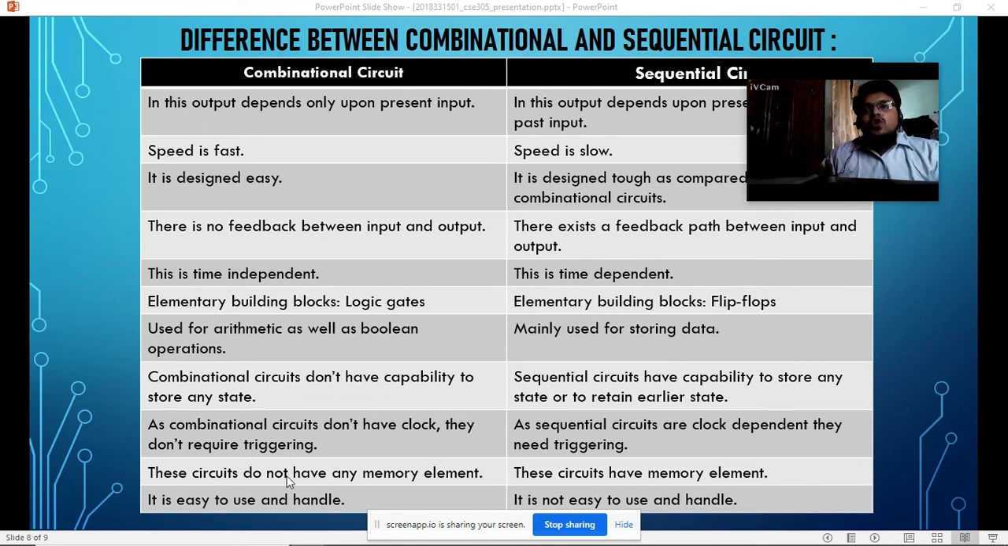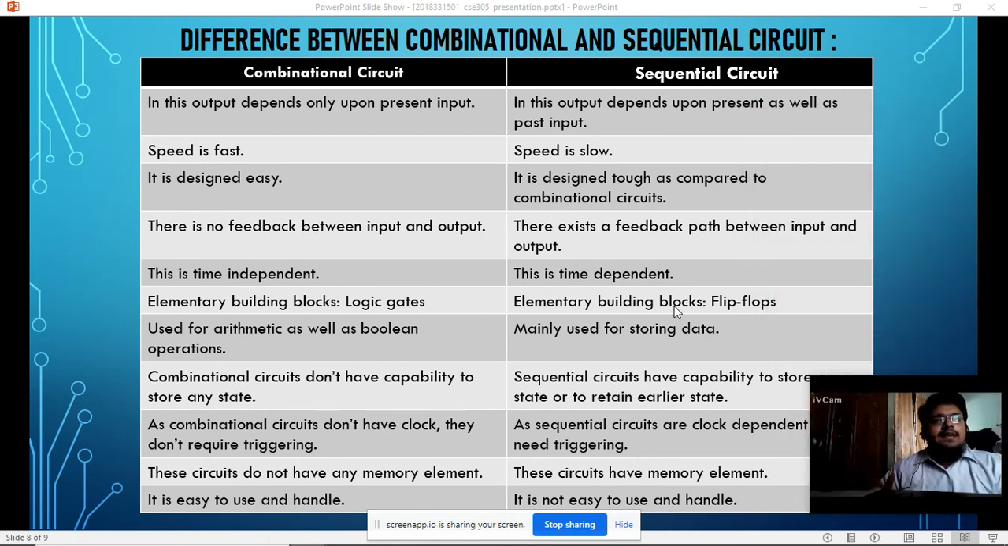These circuits do not have any memory element. Yes, we know that, but sequential circuits have memory elements. Combinational circuits are easy to use and handle, but in the other case, it is not easy to use and handle.